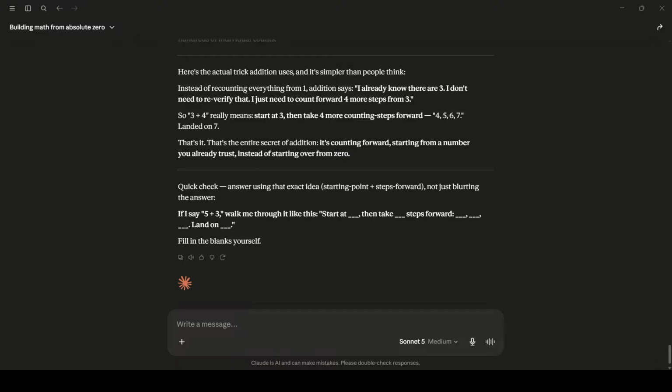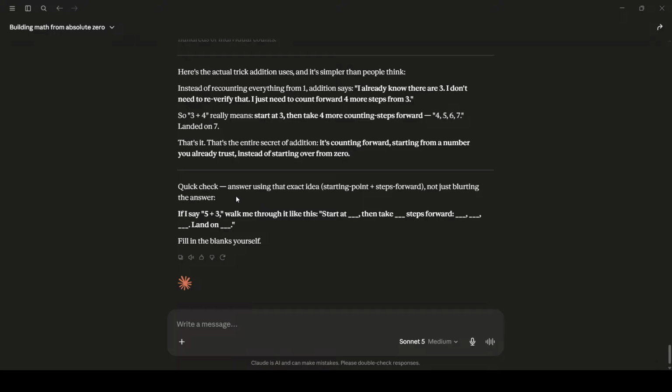Instead of recounting everything from one, with addition I know that there are three. I don't need to rewrite that. I just need to count four more steps from three. So 3 plus 4 really means start at 3, then take 4 more counting steps forward. That's it. That's the entire secret of addition: counting forward, starting from a number you already have, instead of starting from 0.